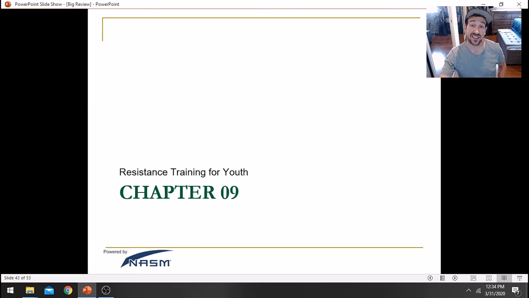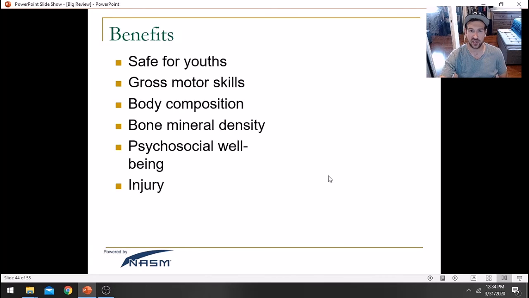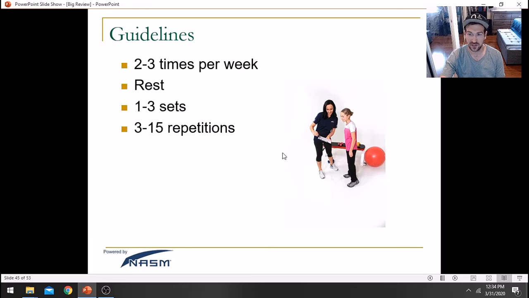So then we've got Chapter 9 here. That's going to be our resistance training, right? This is sort of the main section here. Obviously, we know there's a lot of benefits to resistance training for youth. It's safe. It increases their motor skills, body composition, bone mineral density because it's weight bearing. All these incredible benefits. Generally, as a rule of thumb, you want to focus on 2 to 3 days a week when it comes to resistance training.